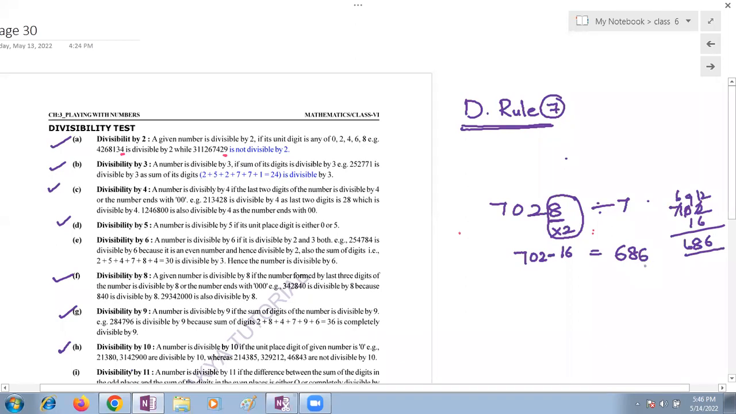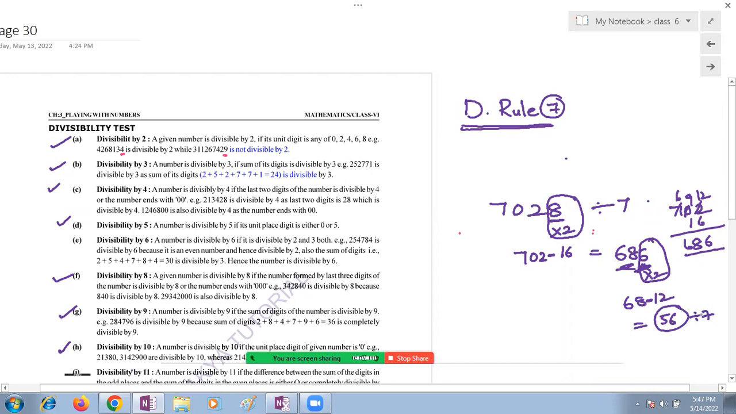Now you check 698. What is your last digit, children? 8. You just twice the last digit. What is it? 16. Now what is leftover digits here? 69 minus 16, how much? Ma'am, it's 53. Yes, it's 53. Hmm, so the number is not divisible.